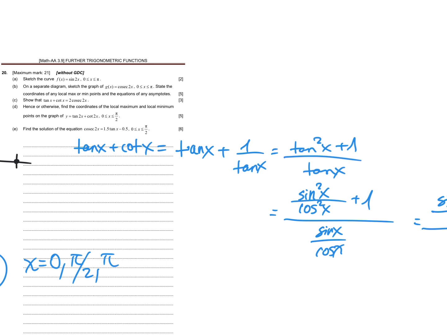Hence or otherwise, find the coordinates of the local max and min points on the graph of tangent 2x plus cotangent 2x. So here, if this is 2x, this is 2x, this is going to be 2 cosecant 2 times 2x, which is 4x. Oh my goodness. Which is 4x.